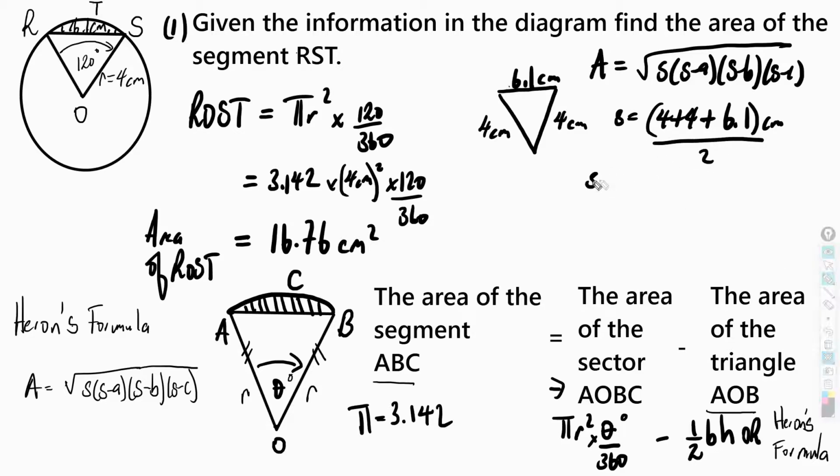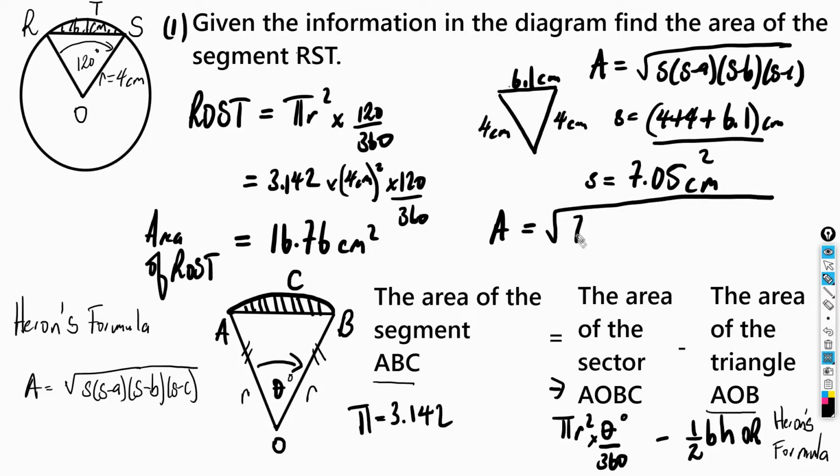Okay. So S should actually be 7.05 centimeters. So to find A now, all we have to do is A, which should be the area of the triangle. It should be the square root of 7.05 times 7.05 minus 4 times 7.05 minus 4 times 7.05 minus 6.1.